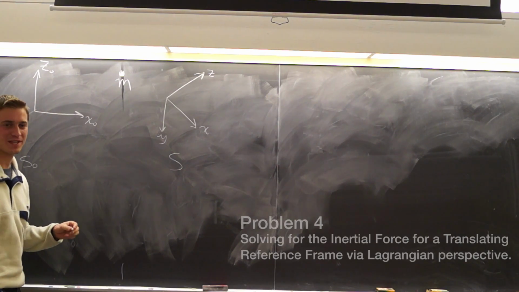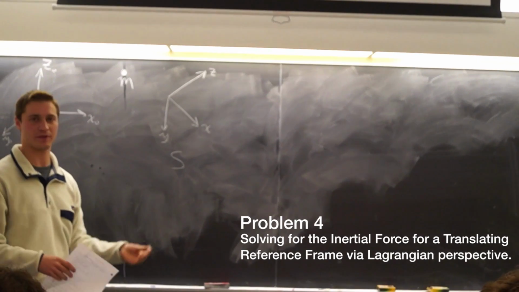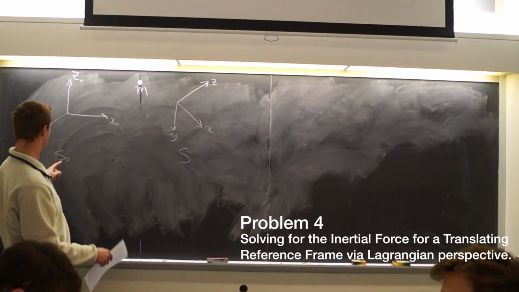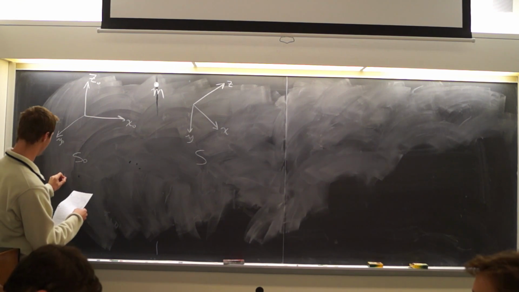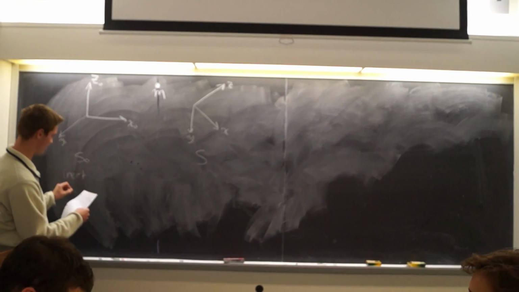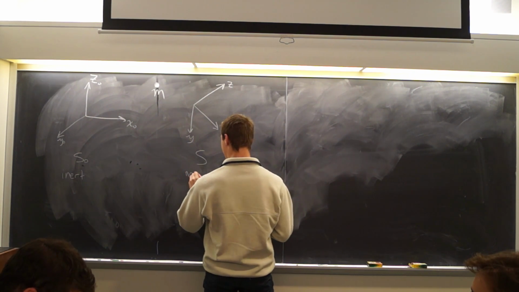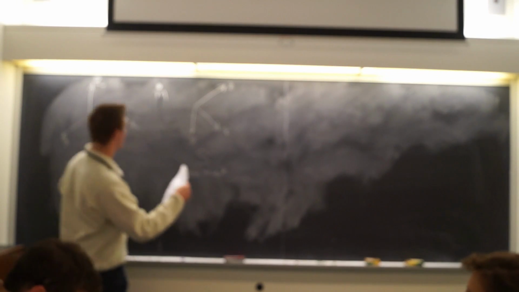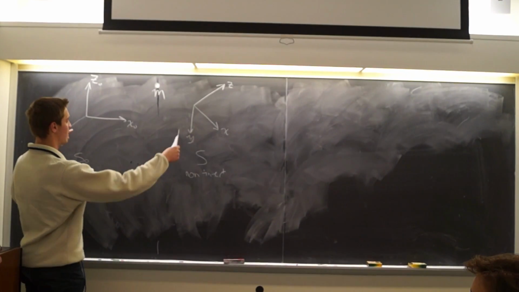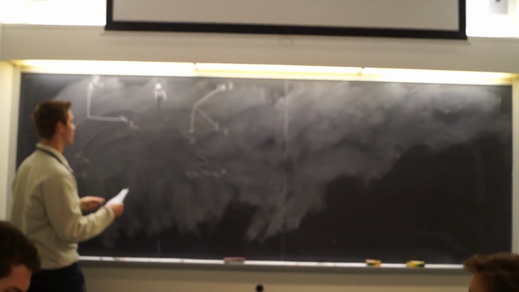Problem 4 on the problem set. We're basically going to rederive what we did in class, but from a Lagrangian perspective. Over here on the left, we have our inertial reference frame, we'll call it S0. And then we have our non-inertial reference frame over here. We want to find a way to compare how they observe a particle in between them.